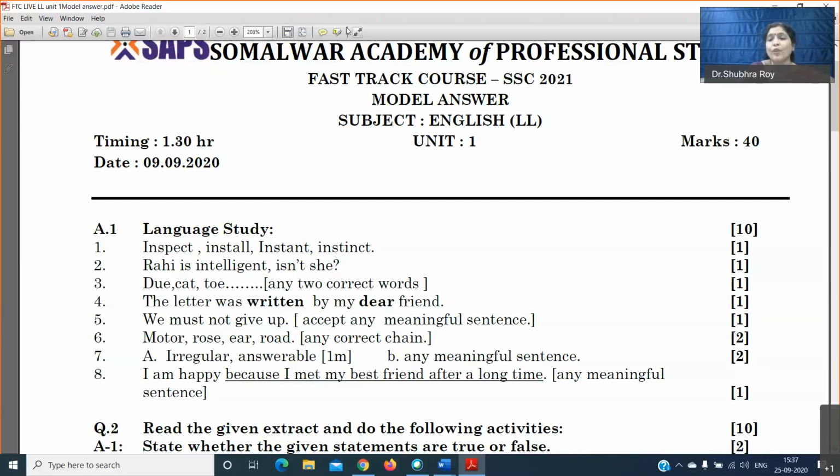We must not give up. Here, to give up was a phrase given, and you had to make a sentence. So accept any meaningful sentence I have written there. Your sentence has to be meaningful. Please try writing very short sentences, children. Don't write long sentences. The moment you start writing long sentences, you will tend to make more mistakes and you will unnecessarily lose your mark in a question which is so easy.